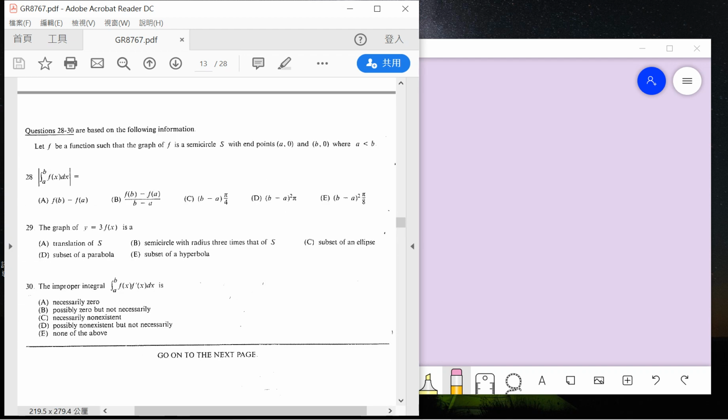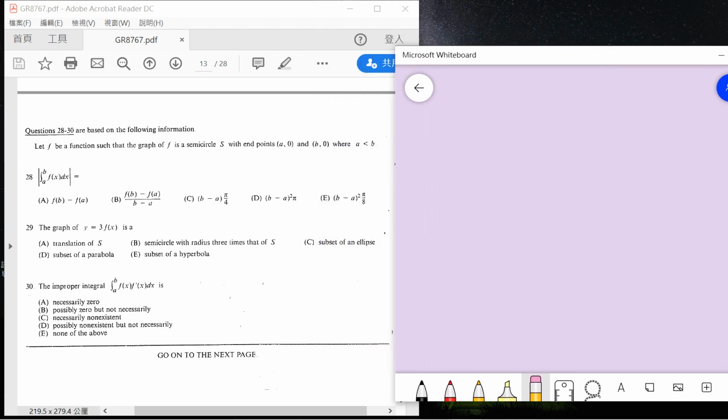So we solve 3 problems because this is consecutive, and usually it's less. It's seldom to see the GRE math test contain this type of question.